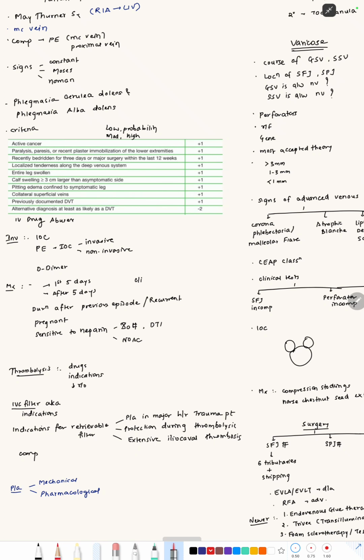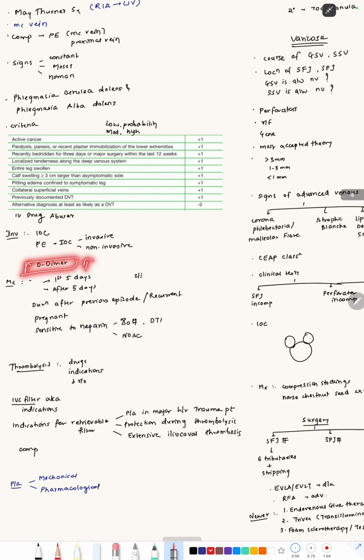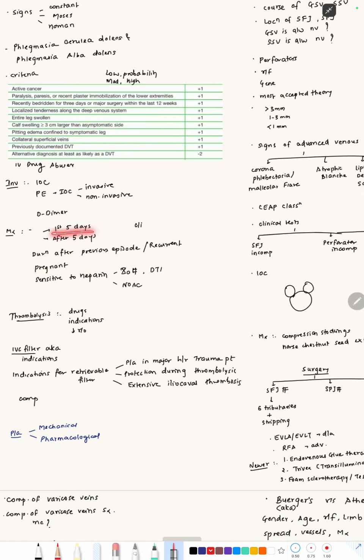Then in the investigations, the investigation of choice for DVT is going to be the duplex scan. Duplex scanning consists of B-mode ultrasound and a color Doppler. For pulmonary embolism, the investigation of choice can be invasive or non-invasive. The invasive gold standard is pulmonary angiography, and non-invasive it's CT pulmonary angiography or MR angiography. Then the D-dimer levels are increased in DVT. In management, in the first 5 days, we have to give low molecular weight heparin as well as warfarin to the patient, and after 5 days, you just continue warfarin.